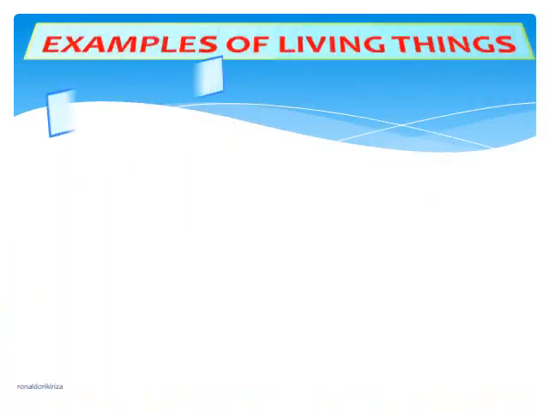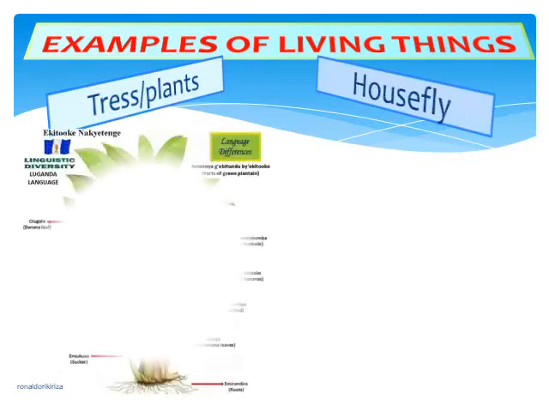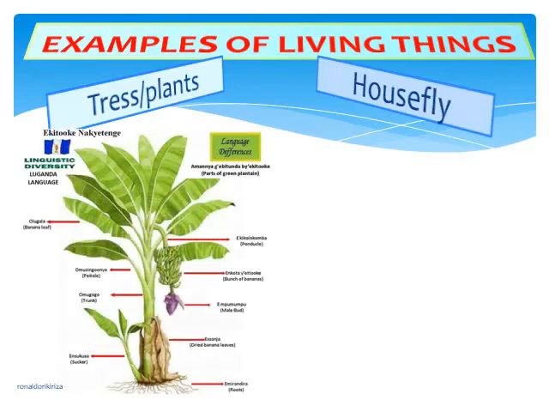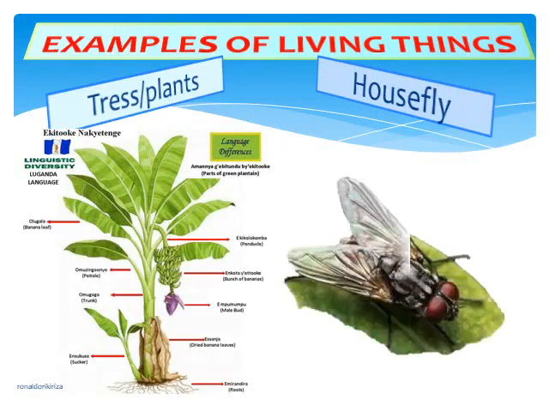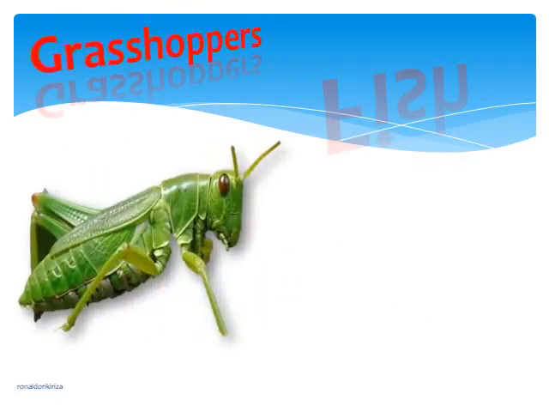Then we need to look at examples of living things one by one. We need to look at trees and plants. We look at houseflies, how they look. This is a banana plant selected for you. Like, share, teach your people, or benefit from it. Next to it is a housefly. Then we shall look at grasshoppers. Then we have a grasshopper here, green in color.